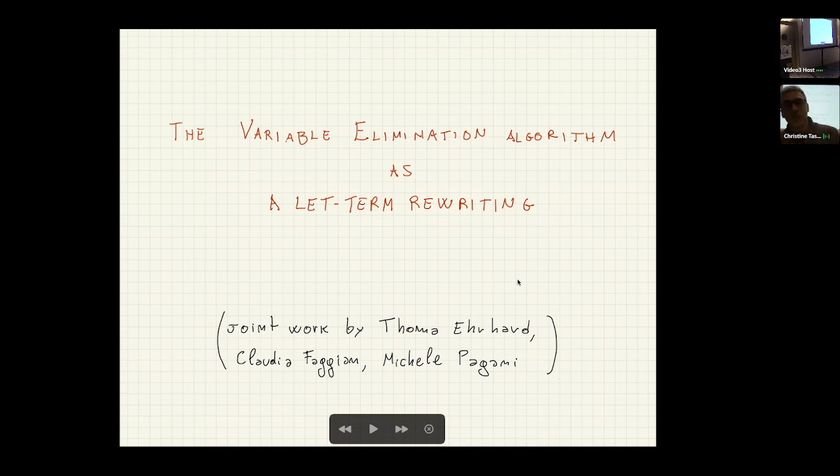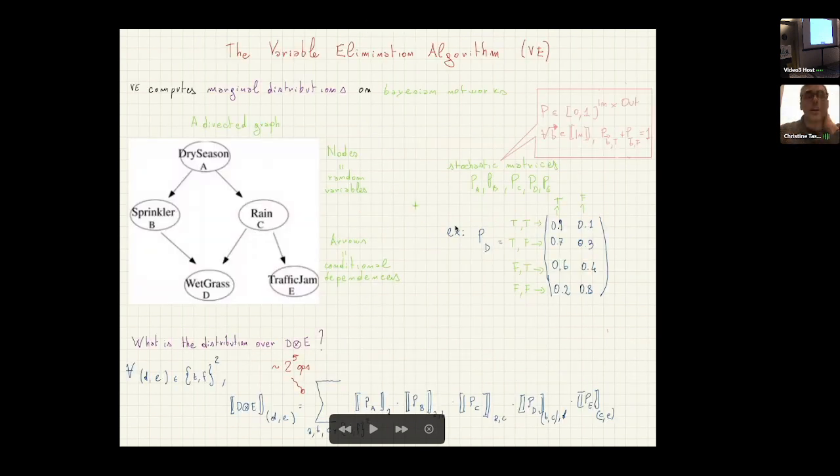So this is a joint work with Thomas Ehrhard and Claudia Faggian here in Paris. And it is about interconnecting two different domains. On one side, Bayesian inference on graphical models, and on the other side, lambda-calculus and term rewriting. So let me just give a short recap of the variable elimination algorithm, which is one of the most basic algorithms for inference in Bayesian graphical models.